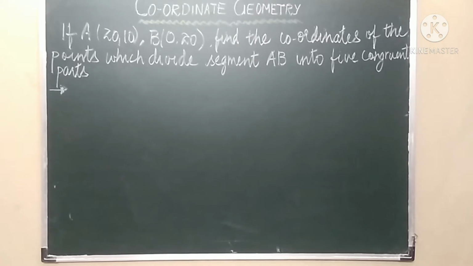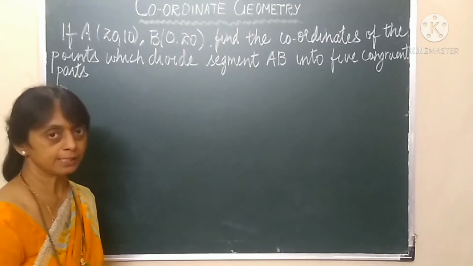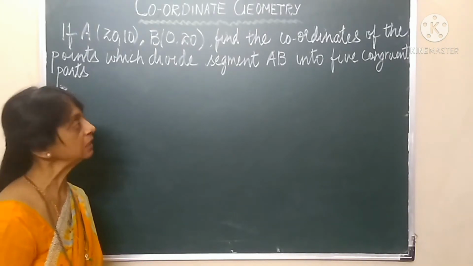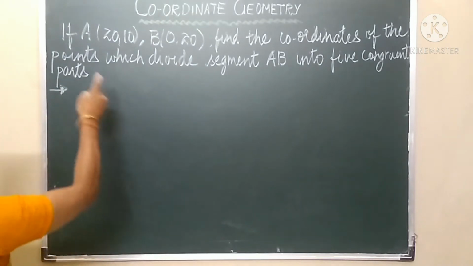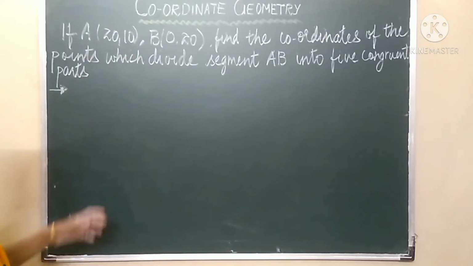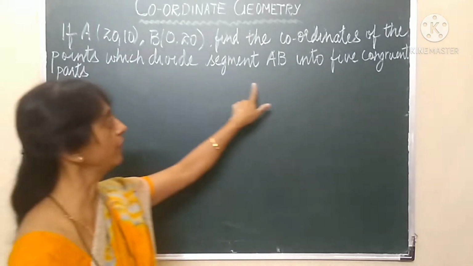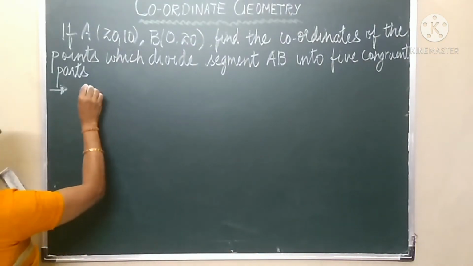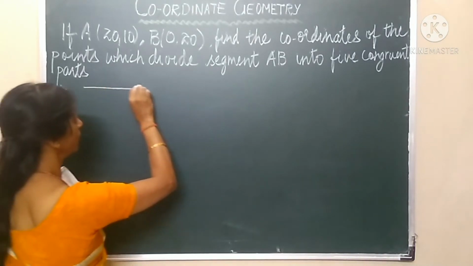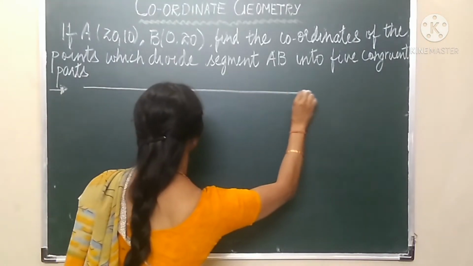Now, based on the same logic, let's see the problem on the board to find out the points which are intersecting a given line segment. Their coordinates we have to calculate. So if A and B are the 2 points, find the coordinates of the points which divide this line AB into 5 congruent parts. So again, let's pen down the problem diagrammatically.